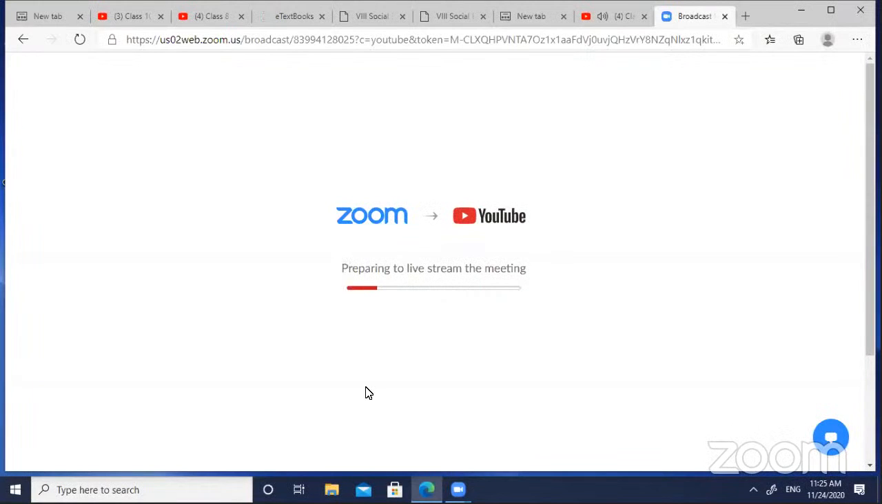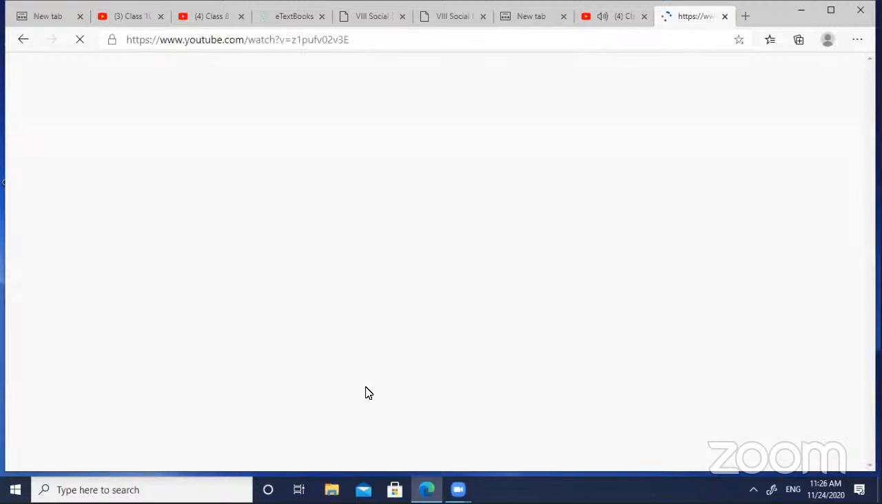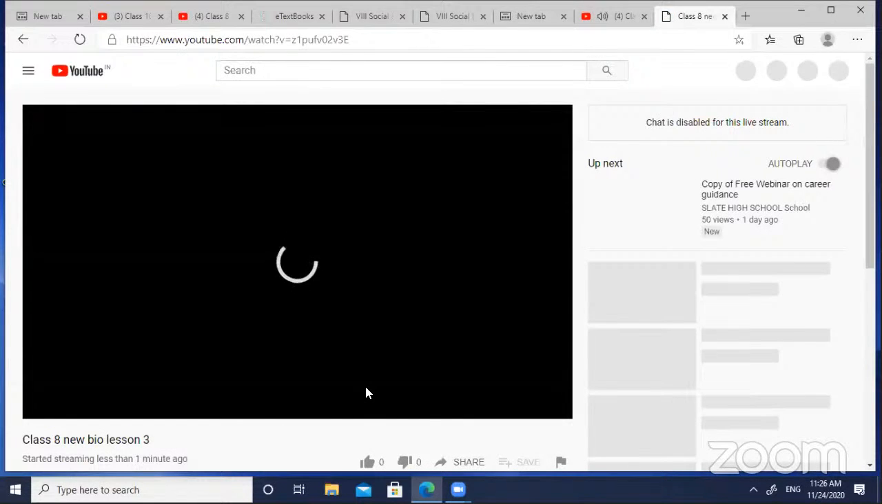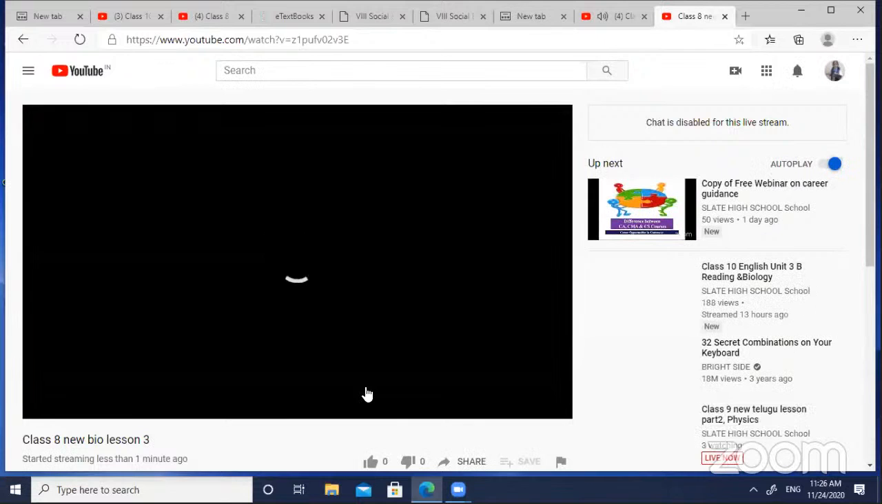Microscopic particles, microscopic organisms. They can be seen only with the help of a microscope. They are called microorganisms. One more definition: an organism that can be seen only with the help of a microscope.